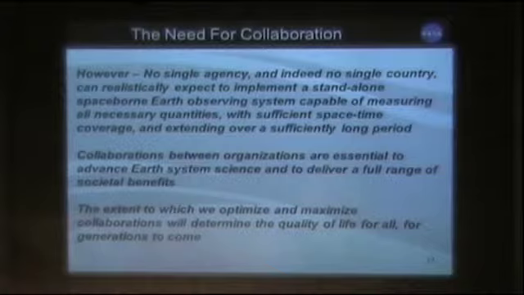However, as I said before, there is no single agency, and in fact, no single nation that frankly can expect to implement a standalone, spaceborne, Earth-observing system that can make all the measurements that are necessary in the ways in which they're necessary to be made. And therefore, collaboration is essential if we are to advance Earth system science and to deliver the full range of societal benefits. The extent to which we can harmonize and collaborate among all of the Earth-observing satellite nations and systems is actually going to help define and determine the quality of life of each and every person on this globe for generations to come.